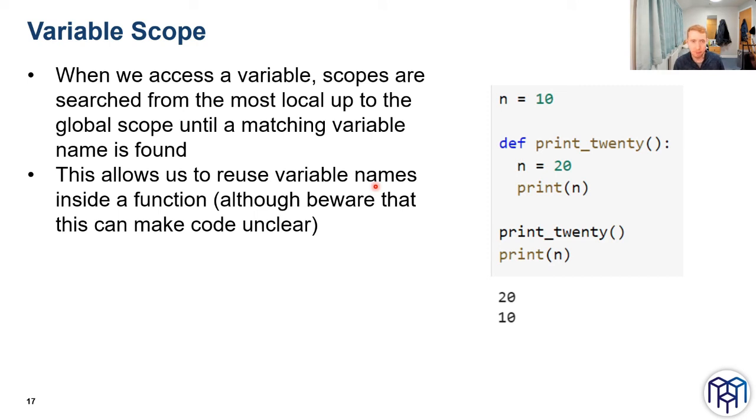And so when we access a variable, so we try to get a variable's value, the scope is going to be searched from the innermost scope to the outermost one. You can think of that as the most relevant scope, the one I'm in, to the most global, anything scope. And so this allows us to reuse names inside of a function, but do be careful doing that. It can be unclear and confusing.